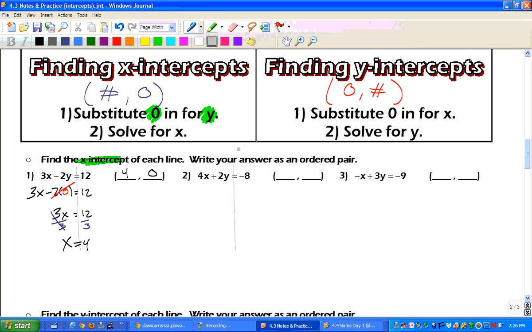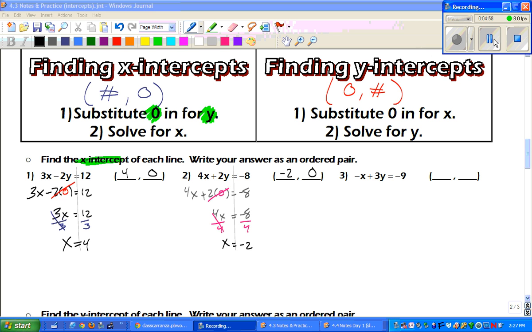Let's do this again. So we are going to plug in a 0 for the y, and those cancel out. So we're left with 4x equals -8. Divide both sides by 4. x equals -2. Okay, so our point is -2, 0. All right, for number 3, go ahead and pause the video and let's see how you guys do.